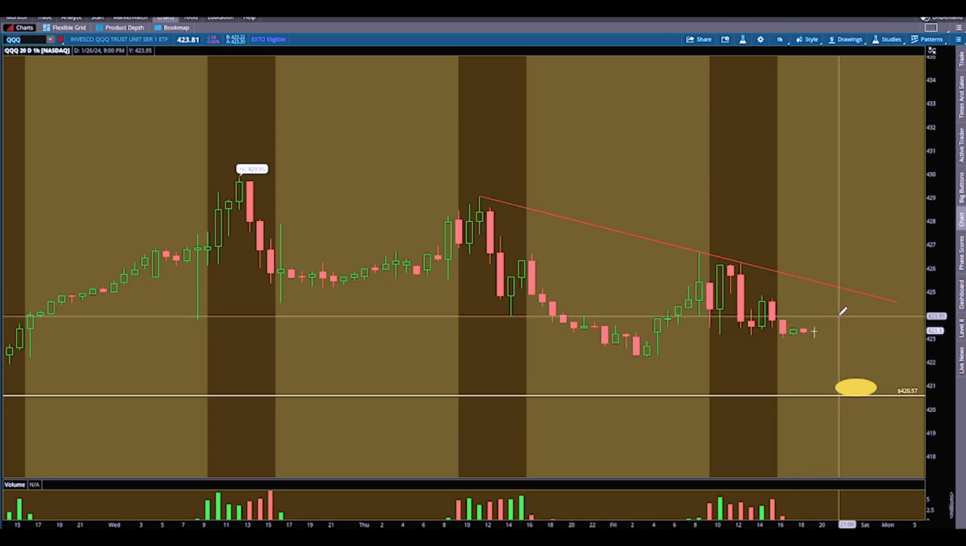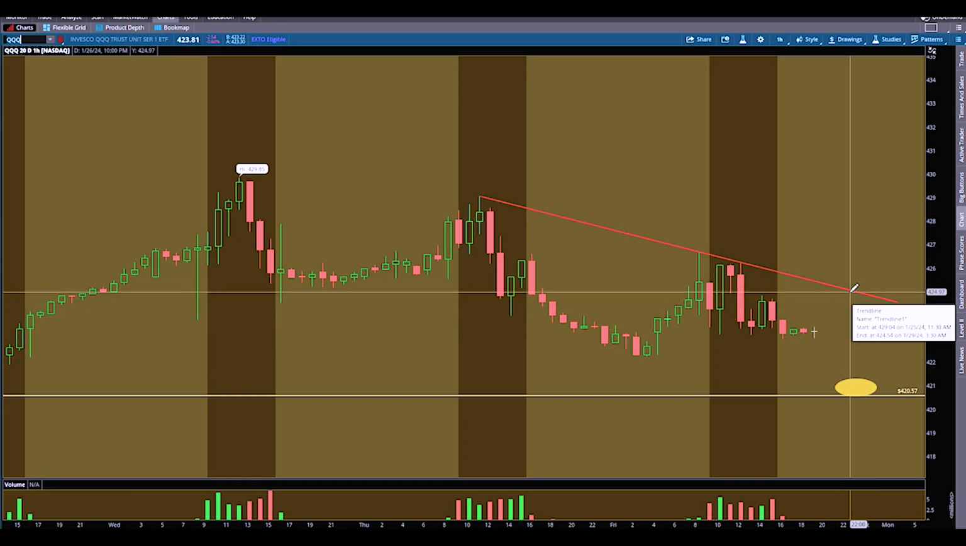We're kind of close to it. I wouldn't be surprised if we were right at it when we open, but we'll see. So ideally, I'm going to look for a break above that for calls. I like the SPY or SPX setup much better this week. And I have one individual stock on watch.